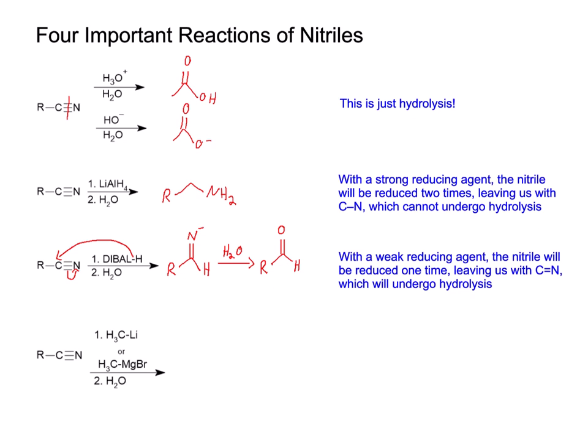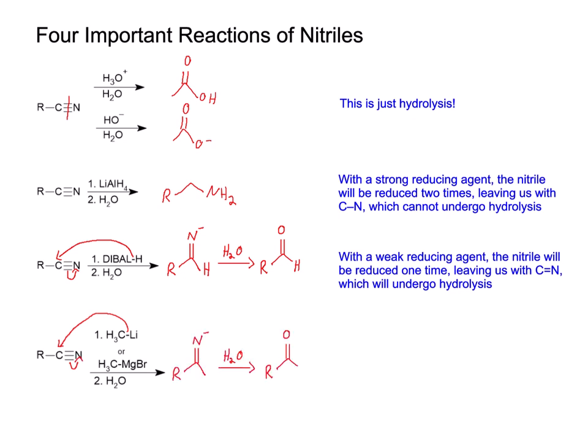Last, we're going to react our nitrile with either an organolithium or a Grignard. Both of these, of course, are organometallics. And with organometallics, they act like carbanions, or strong nucleophiles. So, showing the reaction of the organolithium, the bond between the carbon and the lithium will attack the electrophilic nitrile carbon, sending one of the pi bonds up to the nitrogen.